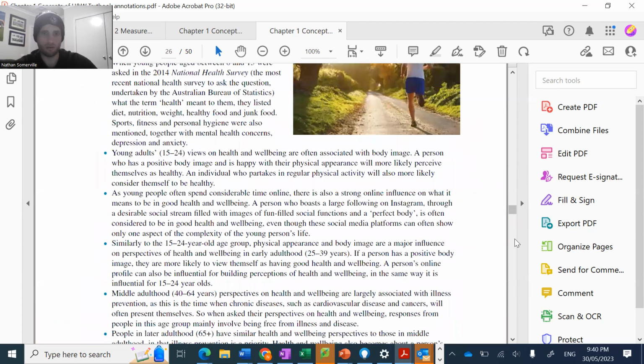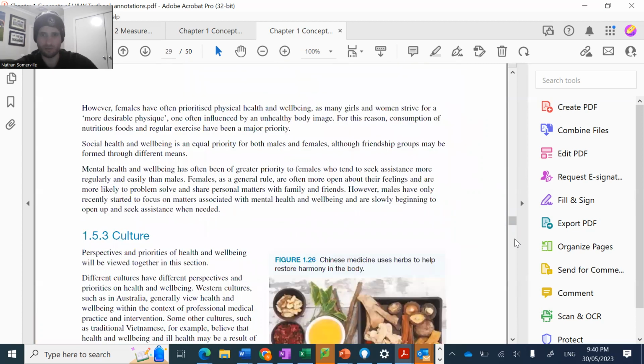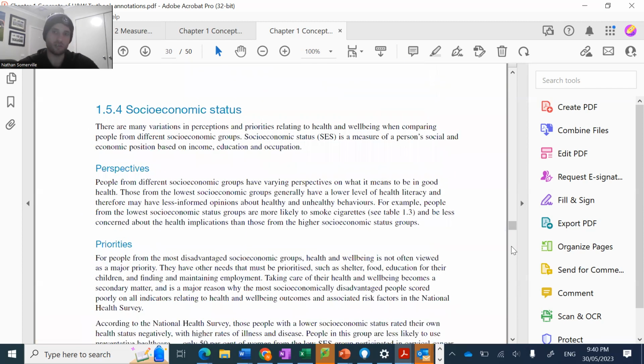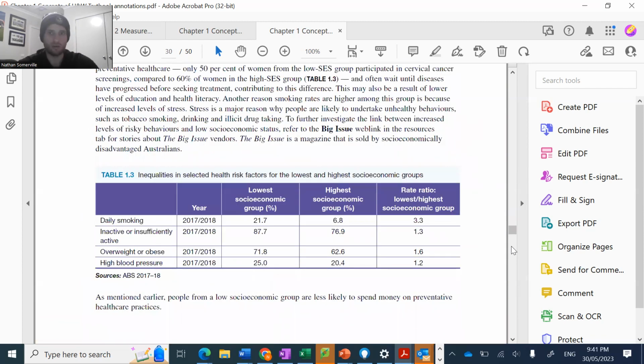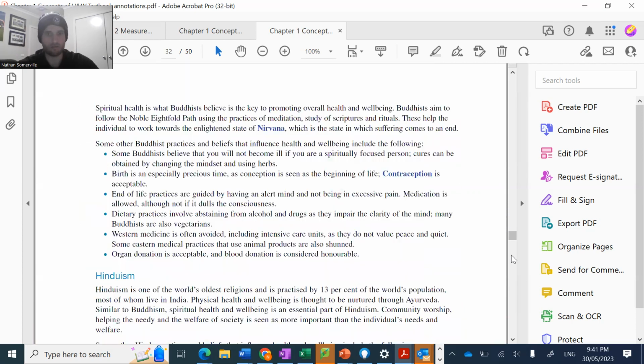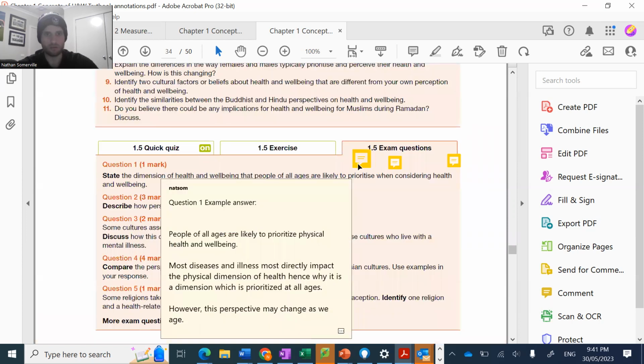So I haven't put any notes down in terms of priorities. When we're looking at priorities, we're just looking at priorities of different demographics of people in the population and how their priorities can differ. How can someone's priorities in terms of their health and well-being differ depending on their age? How can their priorities differ depending on their religion or their ethnicity or some of their behaviours? So effectively, that's what this topic is looking at. You should remember this. I think we spent a decent amount of time on this. So I'm going to go straight to the questions.